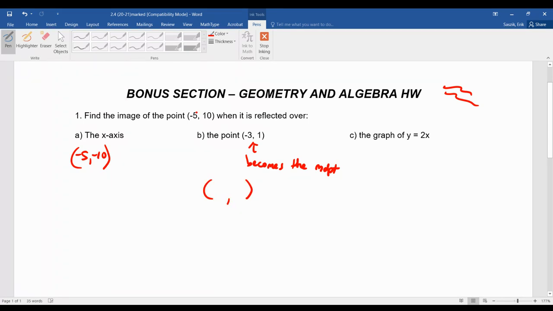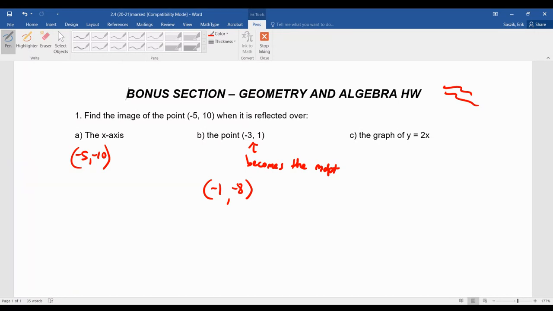So all you do is ask yourself, how do you get from -5 to -3? You add 2. So add 2 more, and that's -1. From 10 to 1, you subtracted 9. Subtract 9. So this is like your one endpoint, and that's the other endpoint. That would be the midpoint. So that's pretty easy to do when you're reflecting over a point. You can just kind of count it out like that. You can use the midpoint formula to help you if the numbers get ugly.